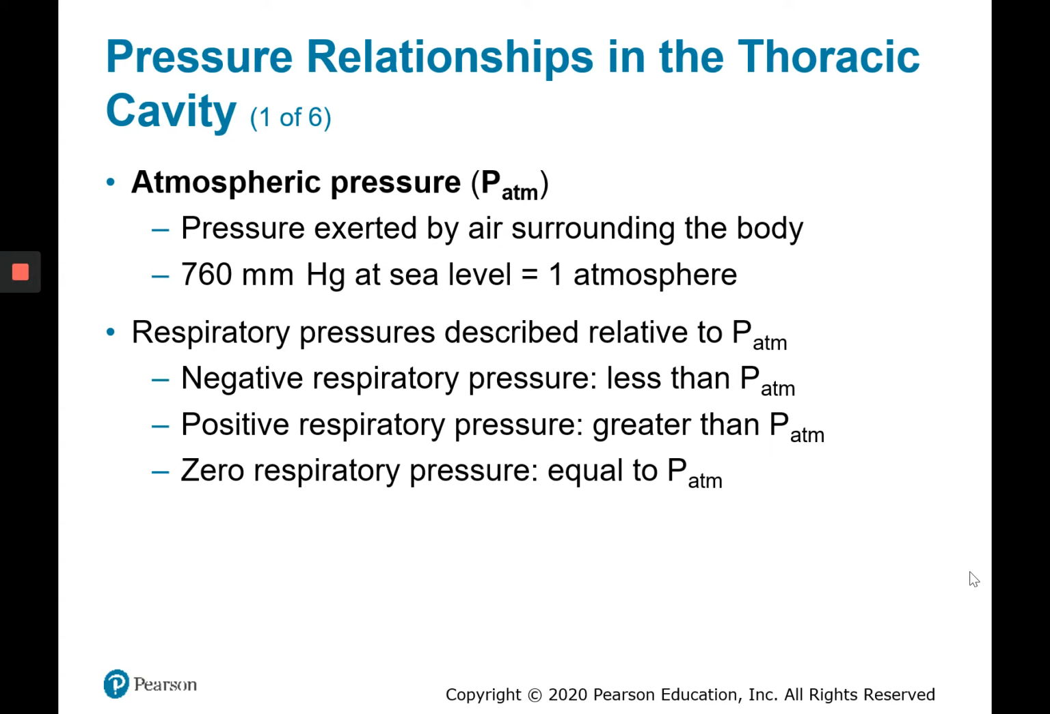A negative pressure is going to be less than atmospheric pressure. A positive pressure is going to be greater or more than atmospheric pressure, and a 0 respiratory pressure will be equal to atmospheric pressure. This is important to simplify the processes of inspiration and expiration when we look at the relationship between pressure and volume in those processes. Negative pressures are going to be pulling pressures, and they are going to pull air towards themselves. Positive pressures are going to be pushing pressures. And so wherever there's a pushing pressure, we're going to have airflow away from that location.